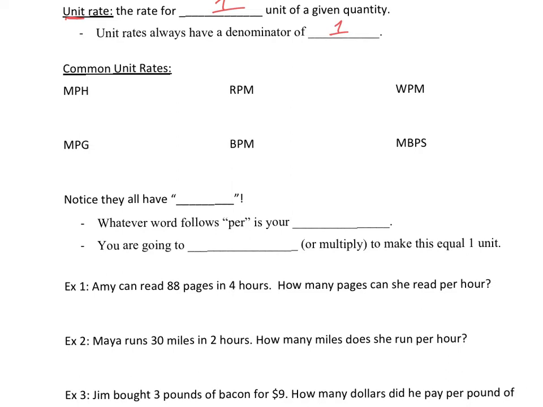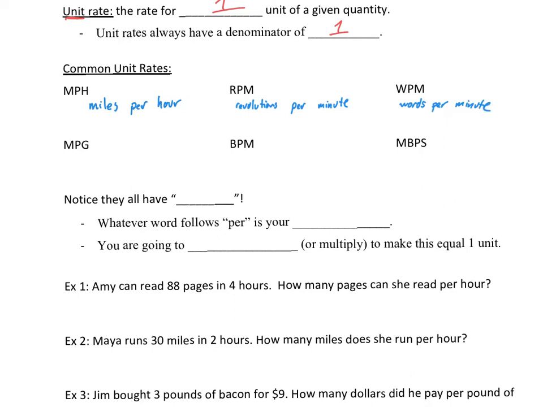MPH stands for miles per hour. So it's how many miles you can go in 1 hour. RPM, that's a hard one. It's revolutions per minute. And that's used a lot of times with engines. WPM, there we have words per minute. And that has to do with typing a lot of times.